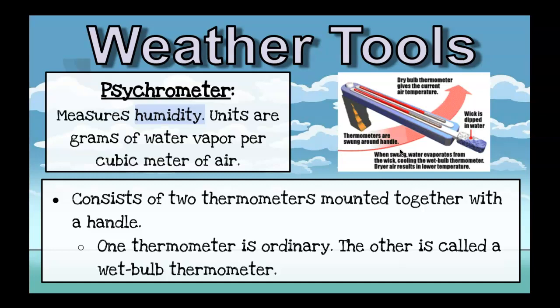We use the units for measuring humidity as the grams of water vapor per cubic meter of the air. So it pretty much tells us how much water vapor is in a specific area of the air.